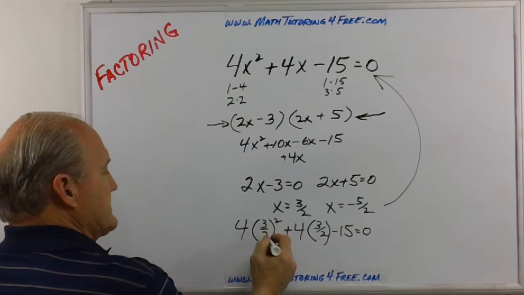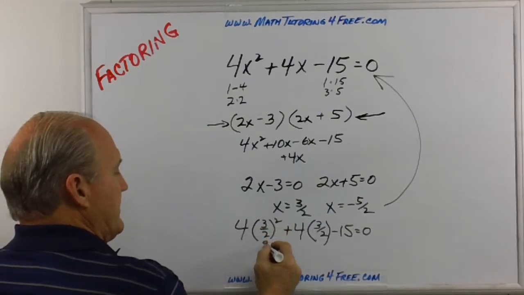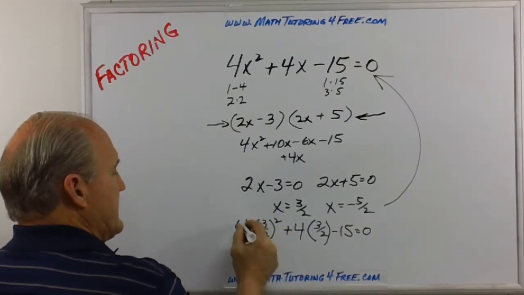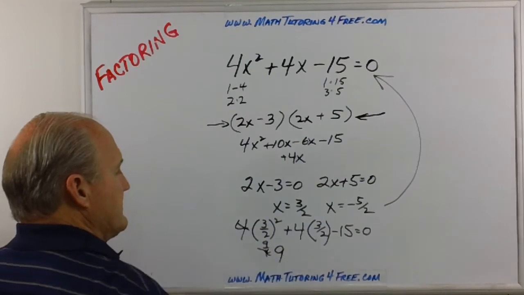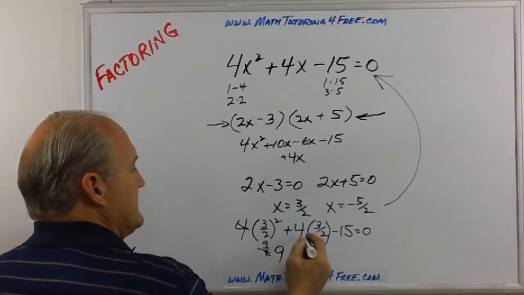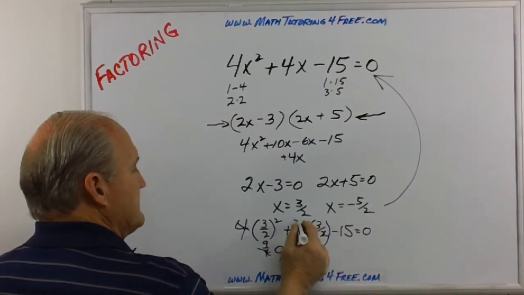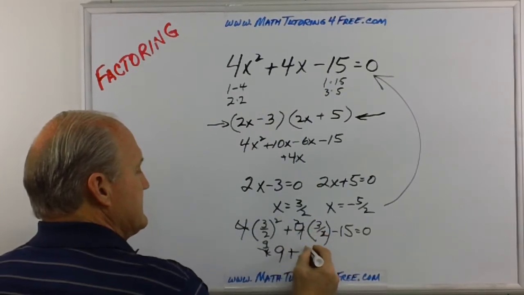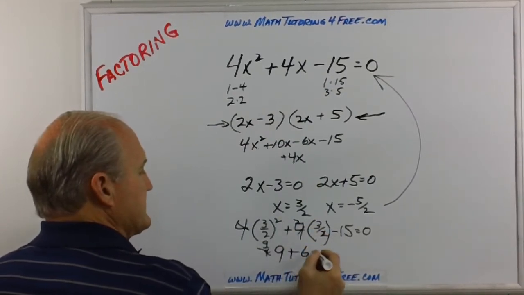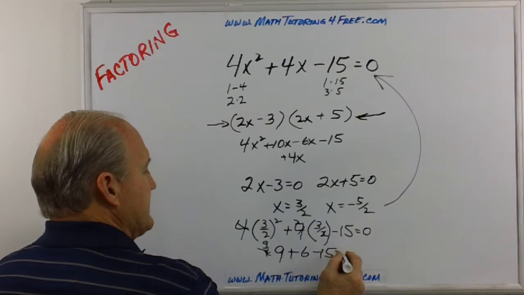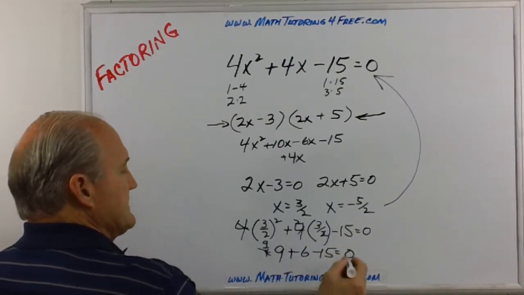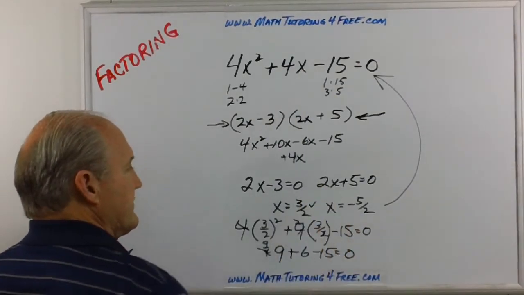Well, let's see. This squared becomes 9 over 4. The 4's cancel, so the first term becomes 9. In this case, 2 goes into 4 2 times. 2 times 3 is 6. So we get 9 plus 6 minus 15. Is that equal to 0? Yes, it is. So we know this answer is correct.